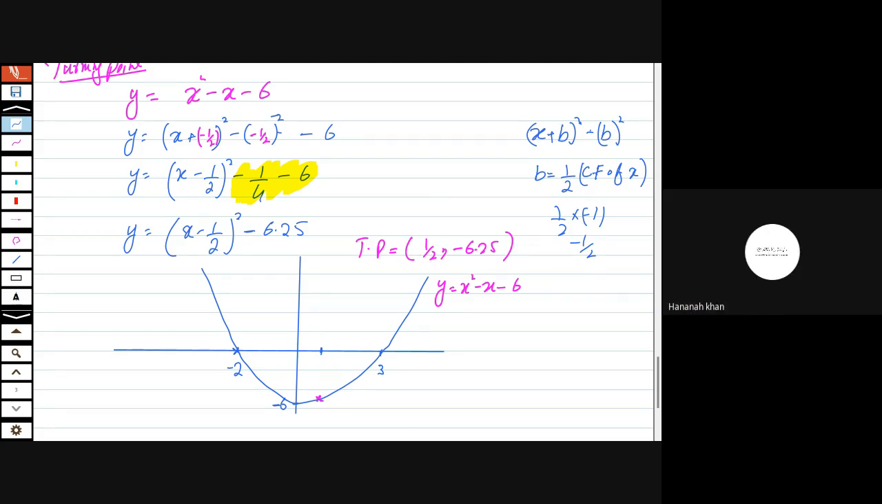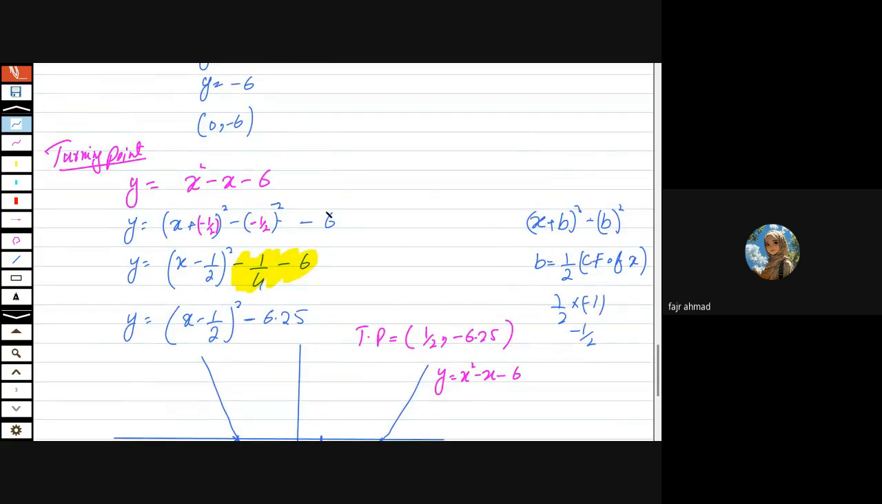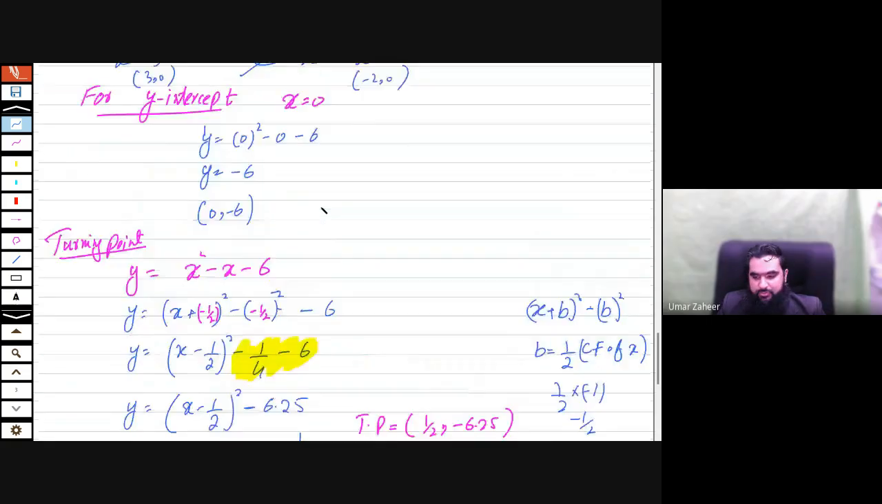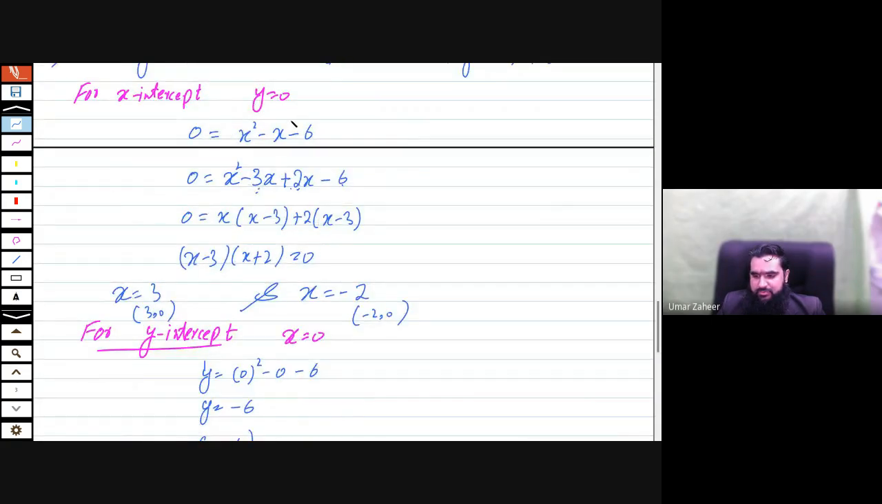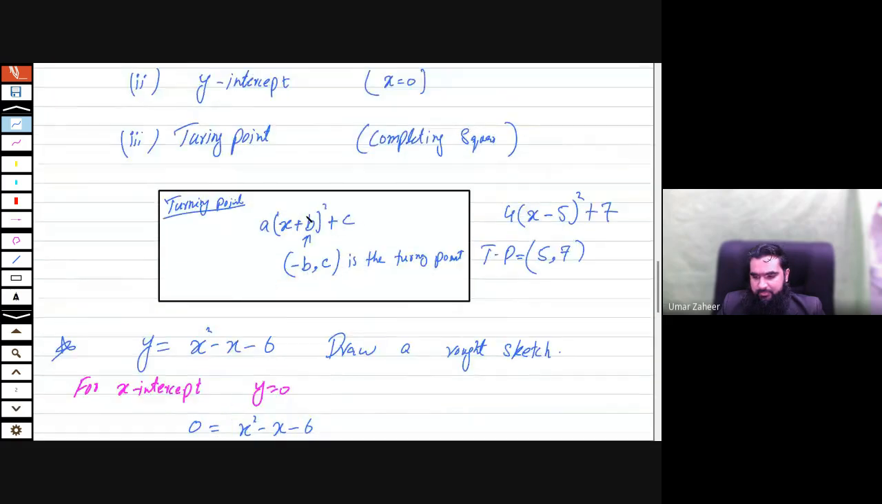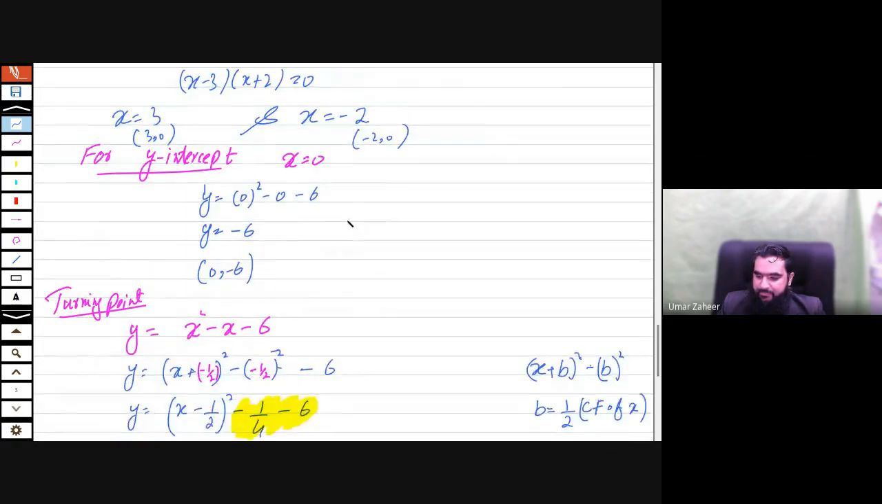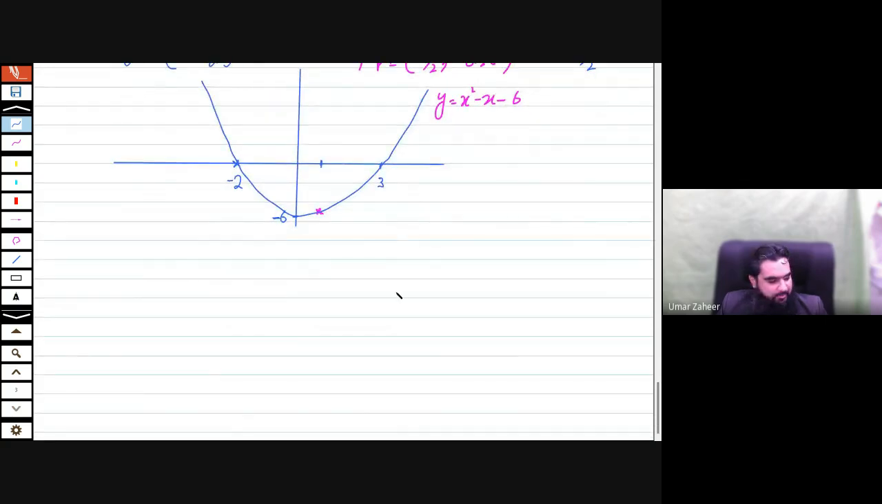Yes, sir. All right. So how to do completing square, you already know. How to solve the quadratic equation, you know. This is a new thing, the turning point. This is all about the quadratic graph.